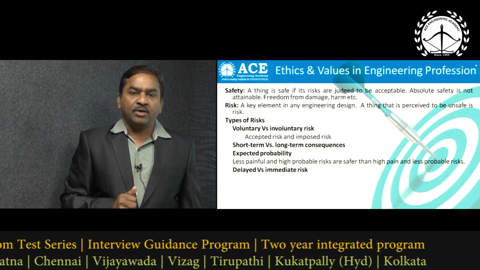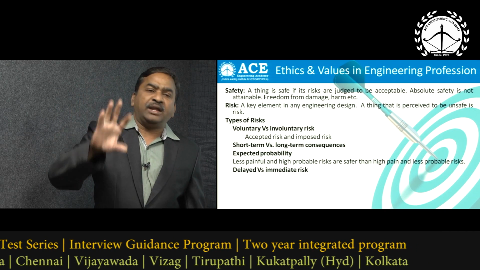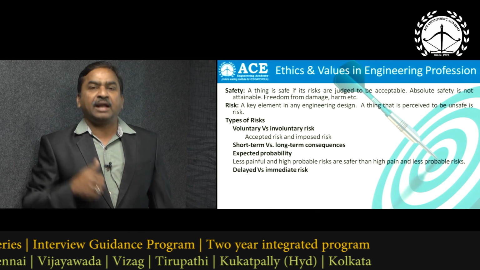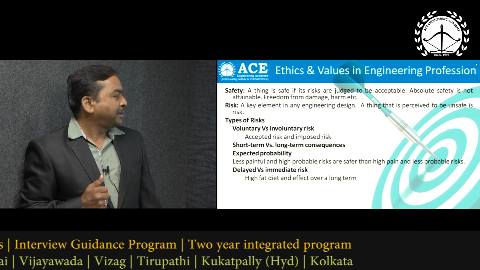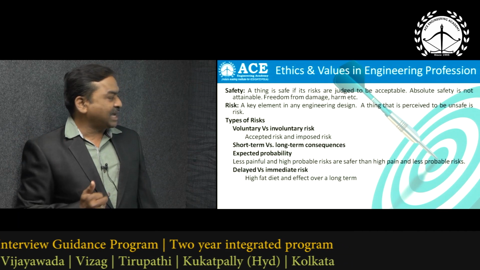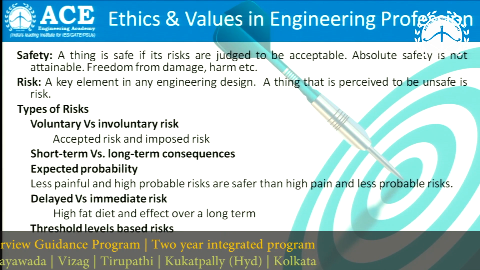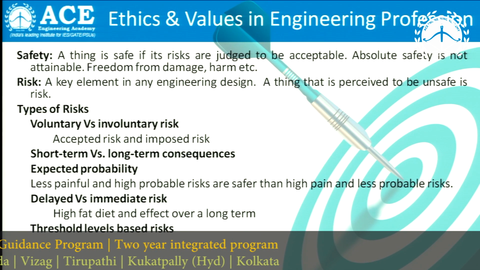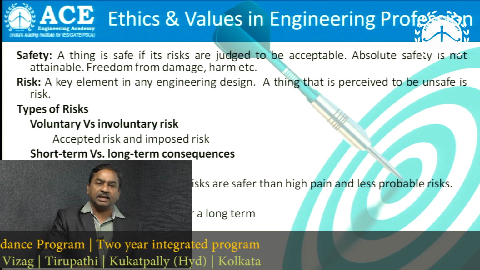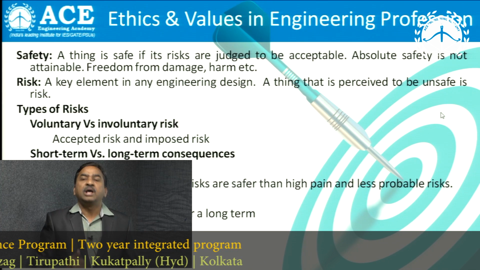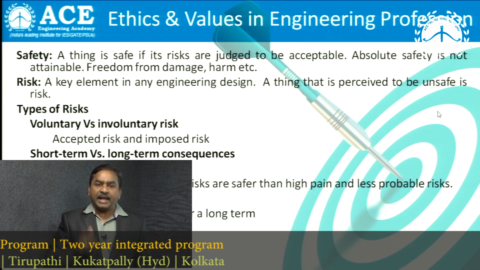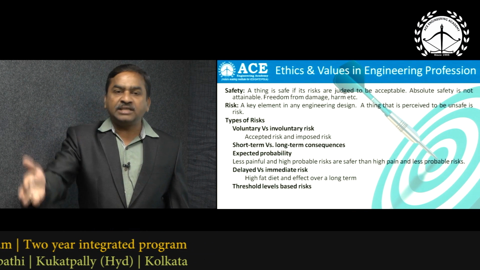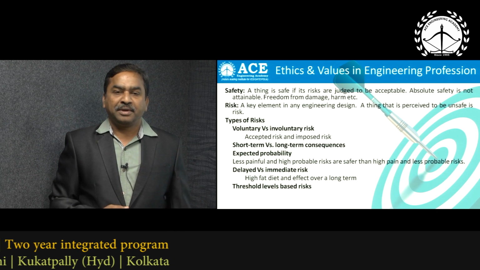Delayed versus immediate. For example, it is known that fatty food is always dangerous in the long run. Still, people violate it. They are ready to take the risk in the long run, attracting obesity related problems, a high fat diet and effects over a long time. Threshold level based risks. These are based on what is the level. If the risk is lesser, then it is acceptable. For example, take a chemical industry. An employee is working in a chemical industry, he resides in the quarters, and the industry releases effluents in the nearby lake.